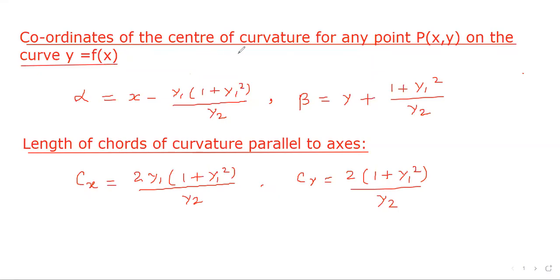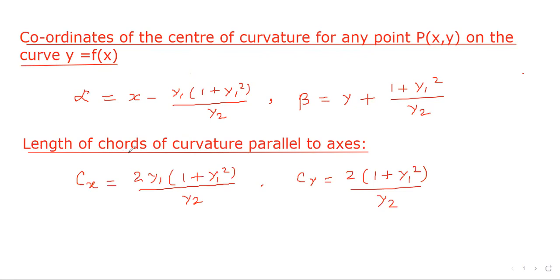Coordinates of the center of curvature for any point P(x, y) on the curve y = f(x) are given by alpha = x minus y1 (1 + y1 square) divided by y2, and beta = y plus (1 + y1 square) divided by y2.